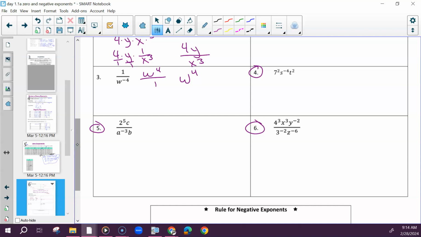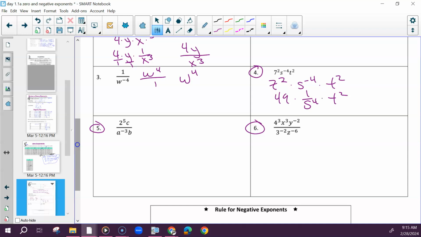Alright, so 4, same thing as number 1. I'm going to kind of separate these. 7 squared times s to the negative 4th times t squared. Of those 3 things, 7 squared, I can figure out what that actually is. S to the negative 4th is going to get changed. T squared is going to be by itself. It's not going to change. So 7 squared is going to be what? 49. How would we rewrite s to the negative 4th? One over s to the 4th. T squared stays the same.